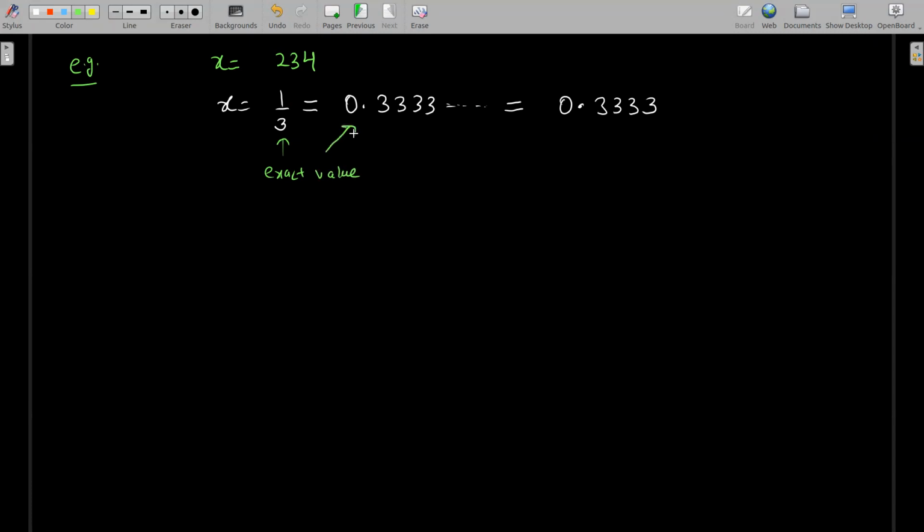This is also an exact value. I am writing it with dots. But when you cut a number, this is called approximation. So I can say this is nearly equal to this value in 4 decimal places.